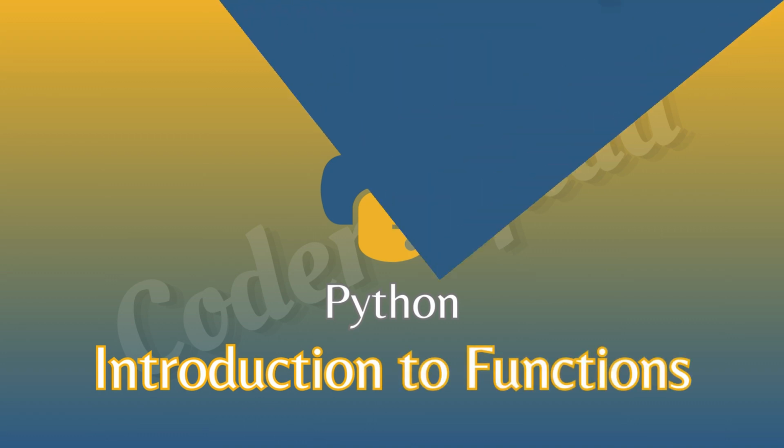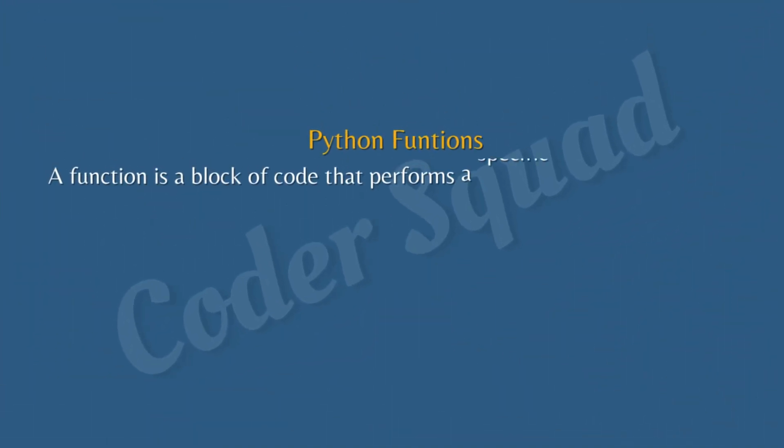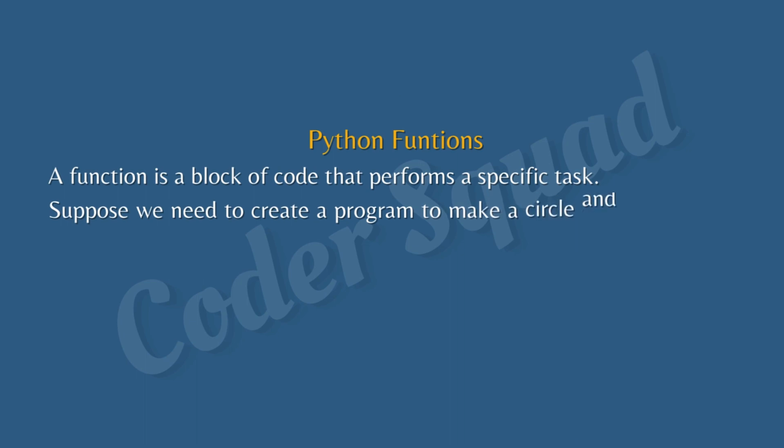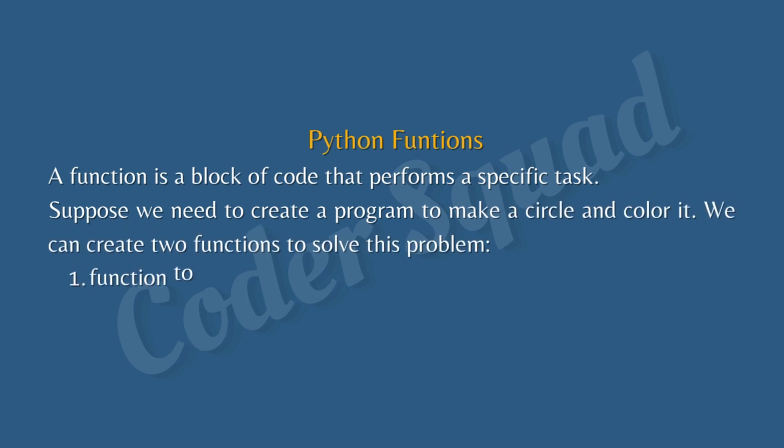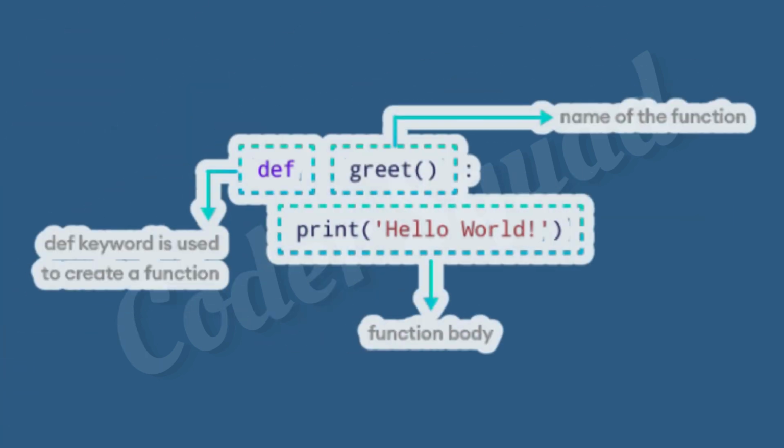Let's start with the basics. A function in Python is a block of code that performs a specific task. It takes input, processes it, and optionally returns an output. Here's a simple function definition on screen. This function, named greet, simply prints "Hello, World" when called.